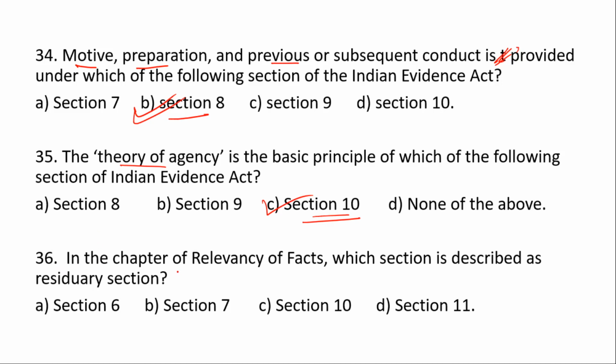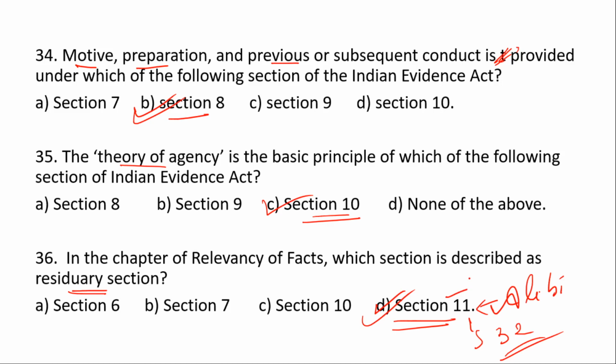Next question, in the chapter of relevancy of fact, which section is described as the residuary section? So the answer is section 11, described as the residuary section. You should understand the two clauses of section 11 well, and there are many more questions on section 11. LIV is governed by which section? So LIV is also governed by section 11, and section 11 is controlled by which section? Section 11 is controlled by section 32, where the evidence consists of the statements of persons who are dead or cannot be found, but there are some exceptions to this rule. Understand the clauses of section 11 well.